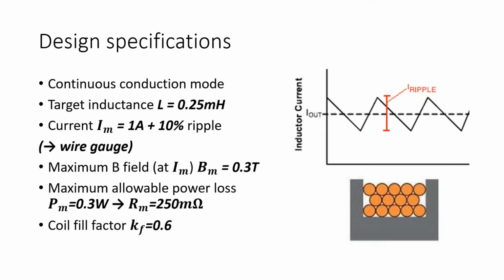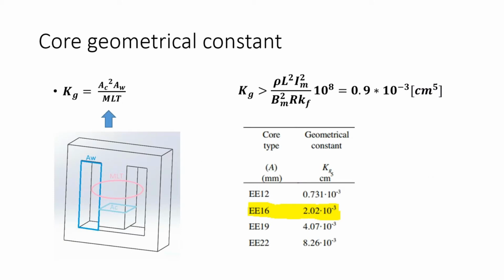So from these specifications, let's move to the first step in the inductor design, which is core selection. When designing an inductor, there are many different variables to play with: all the core geometrical dimensions, and all the coil parameters such as number of turns, wire cross-section area, and the air gap length. All these variables have to be set before you can have your final design.